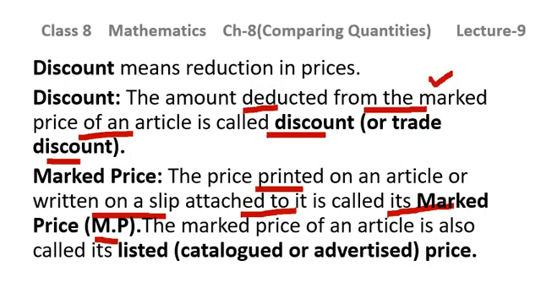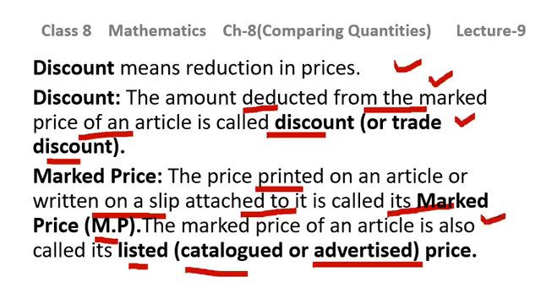The marked price of an article is also called its listed price, catalogued price, or advertised price. These are all the other names of marked price. So the price printed on an article or written on a slip attached to it is called its marked price. So discount means reduction in prices. The amount deducted from the marked price of an article is called discount or trade discount.